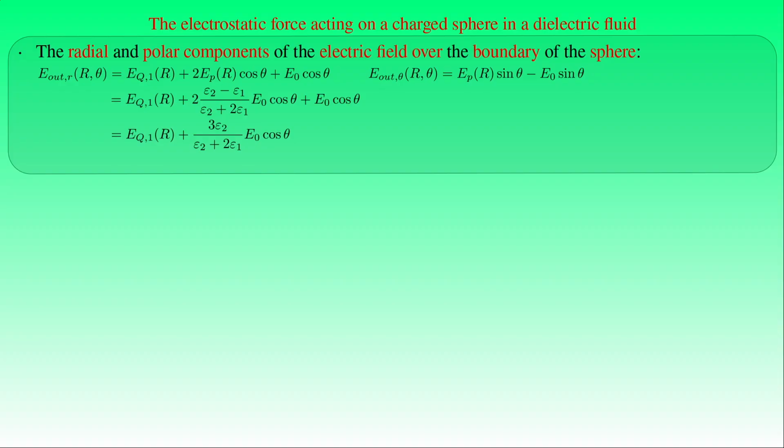Here we introduce the notation A for E sub q1, and the notation B for 3 times epsilon 2 over epsilon 2 plus 2 times epsilon 1, times E naught. Then the radial component of the electric field strength E evaluated at the radius R can be written as A plus B times cosine theta.